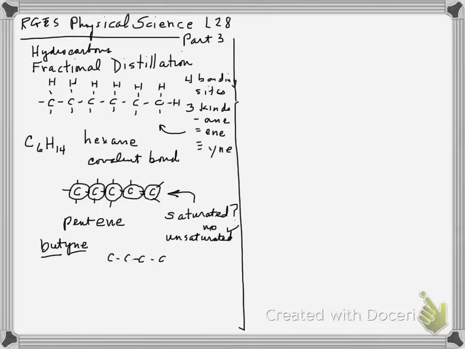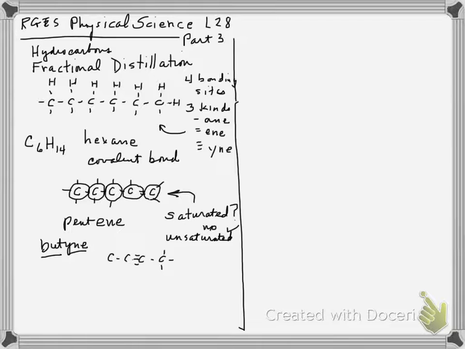Then yne means it has at least 1 triple. So let's put a triple in there. You can really put it anywhere you want. Of course, you can't put it outside of the molecule, but anywhere between these carbons. And then you go through and you make sure that each carbon has their 4.